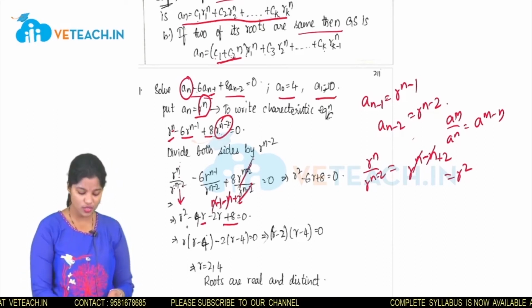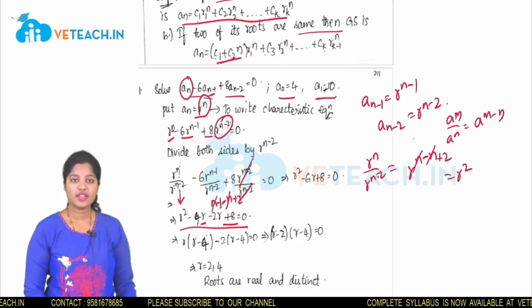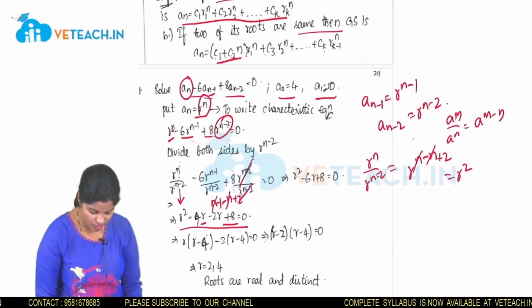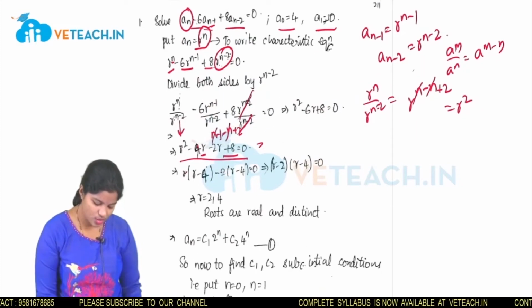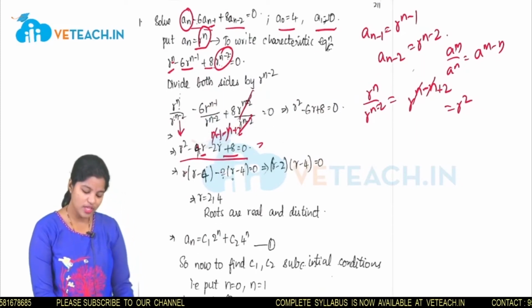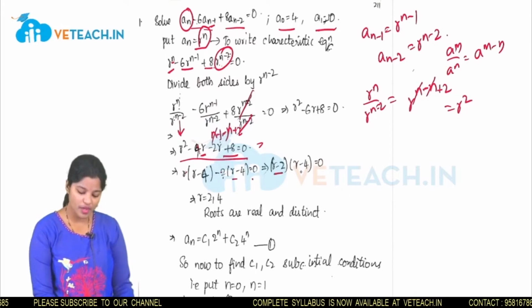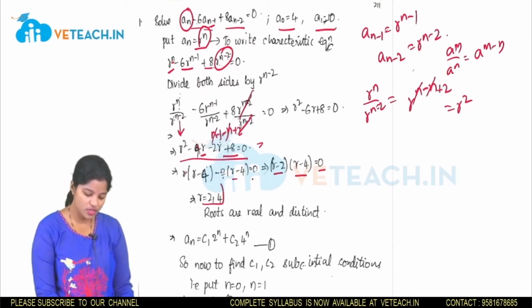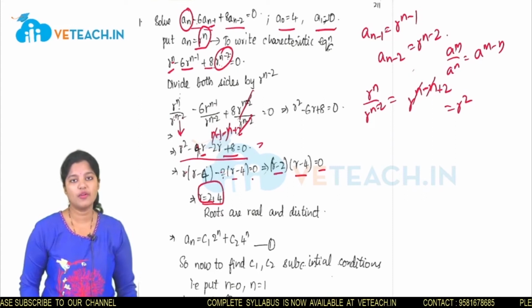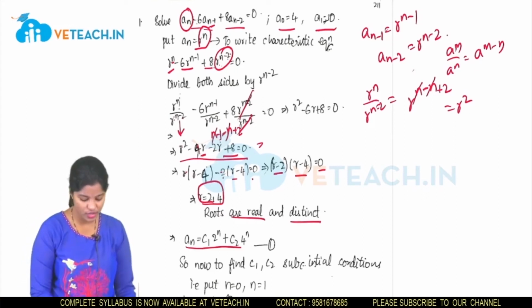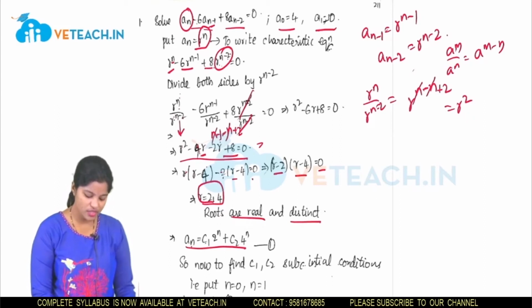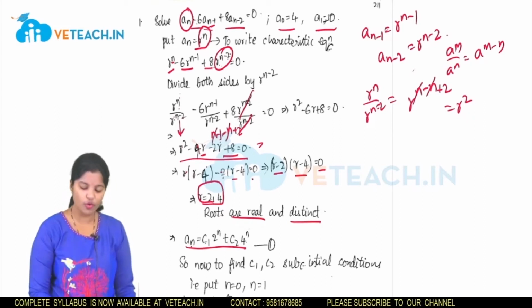Now the characteristic roots can be solved by factorization. Here we got r^2 - 6r + 8 = 0, that is r(r - 4) - 2(r - 4), taking 2 as common. So (r - 2)(r - 4) = 0. The r values we got here are 2 and 4. So the roots are real and both are distinct. So the general solution is a_n = c1 2^n + c2 4^n.